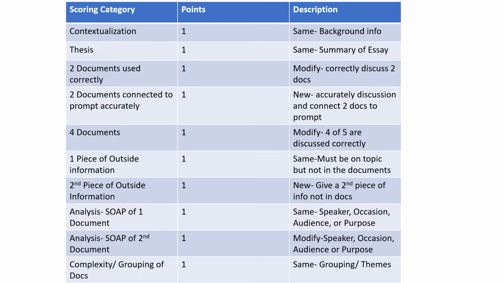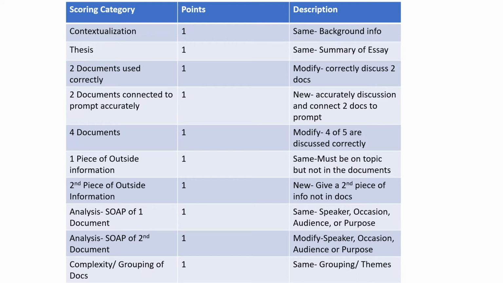Which that's awesome. This is where reviewing your content will be really helpful. Contextualization, knowing your content. That's why doing those timeline reviews is so important. And outside piece of information is so important because if you know that stuff, easy points to get. Contextualization, easy point. Thesis, easy point. Outside pieces of information, know your stuff. These are easy points. You only have to discuss 2 documents correctly to get 1 point. That should be easy. Only 2 out of 5. 4 out of 5, that can be hard. That can be a harder point to get, but definitely you should be able to get 1 or 2 of those document discussion points.